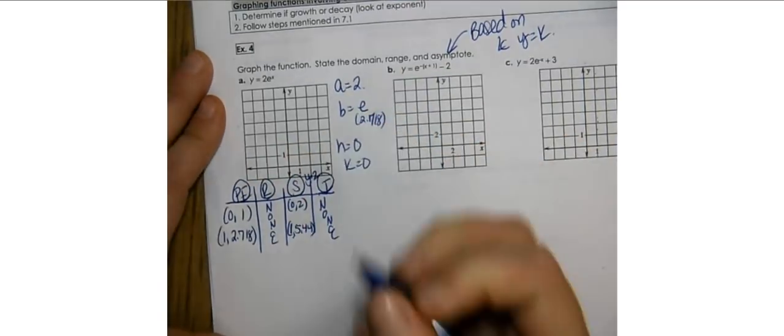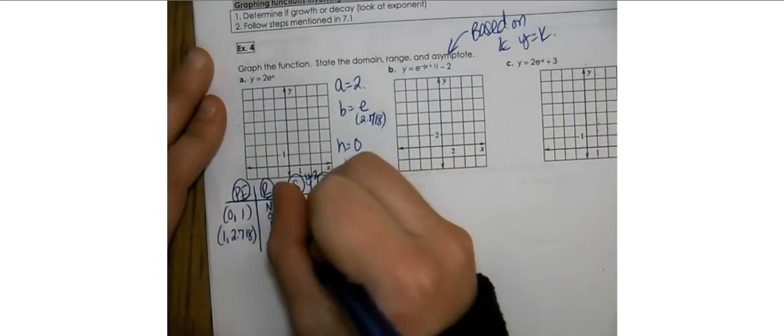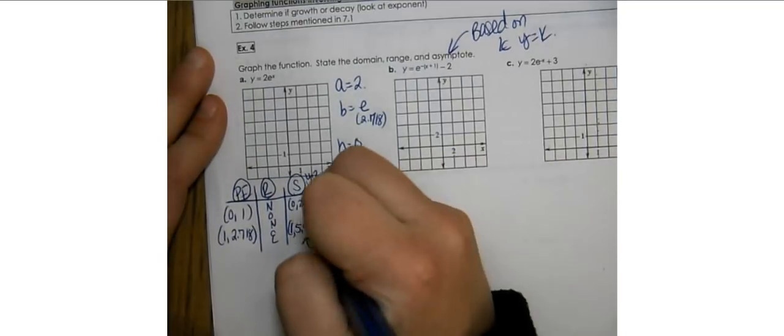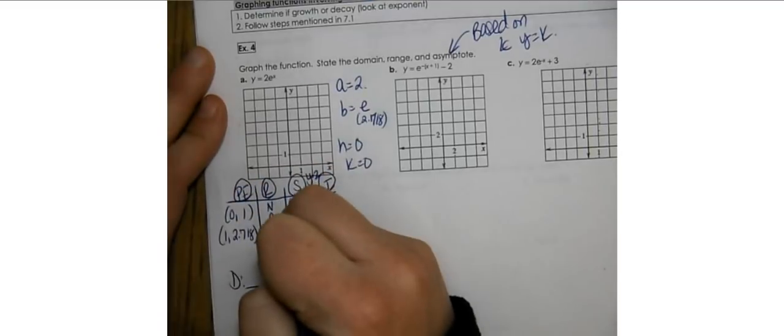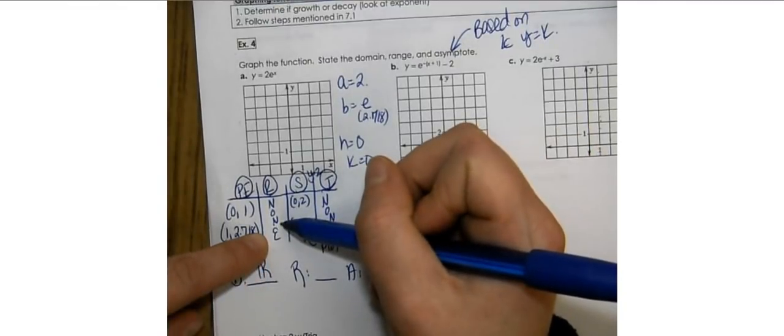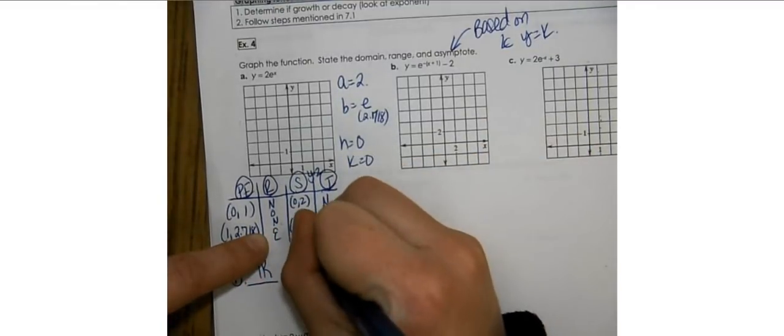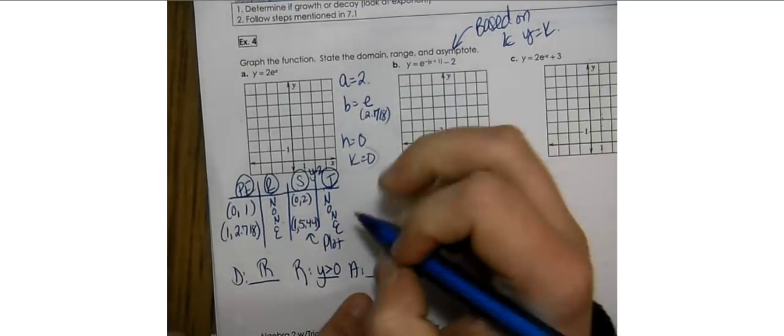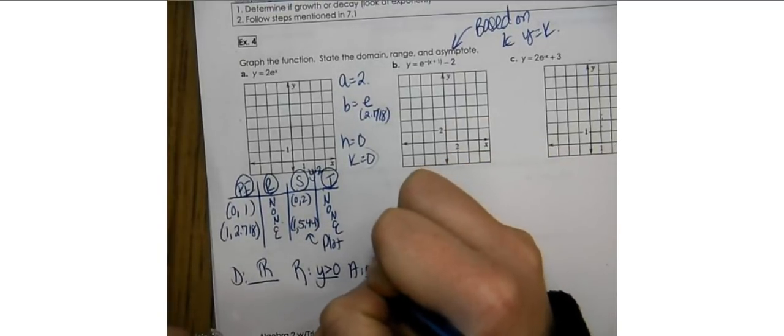But before we actually graph this function, with the last ordered pairs being the ones that we're going to plot, I would recommend that you identify your domain, your range, and your asymptote. Our domain will be all real numbers, just like we've always had. Our range, because we do not have a reflection across the x-axis, is y is greater than our k value. So that's y is greater than 0. And my asymptote is going to be y equals 0.